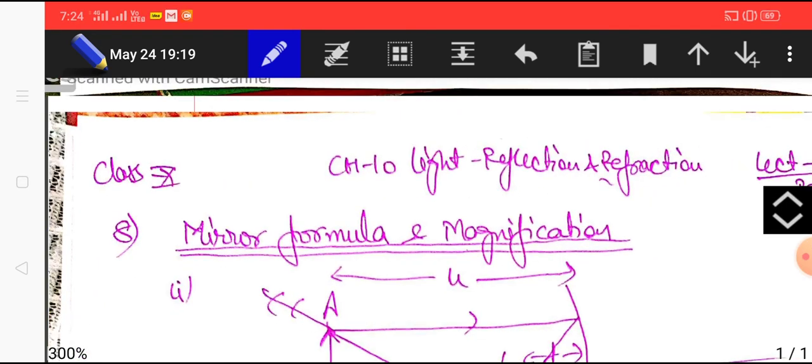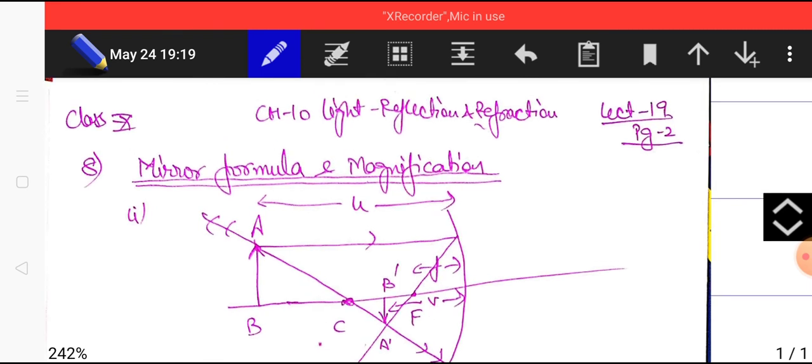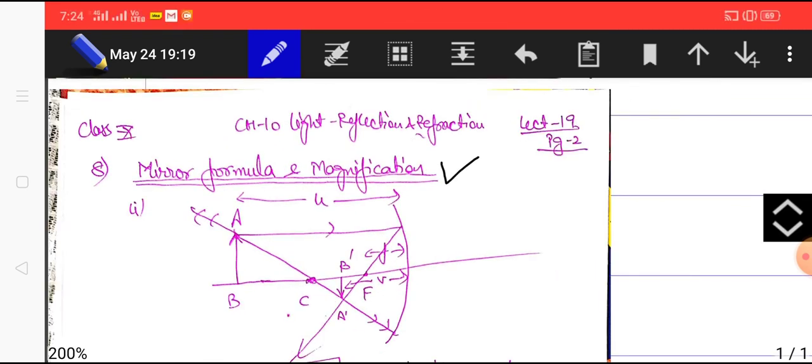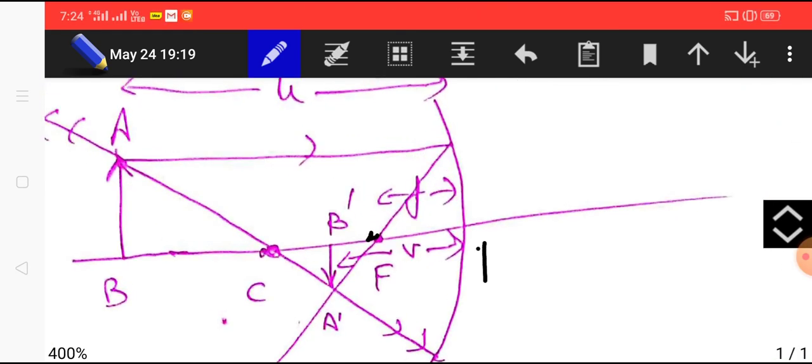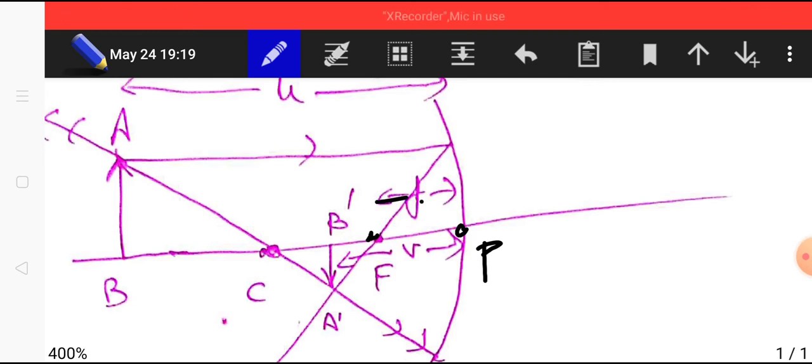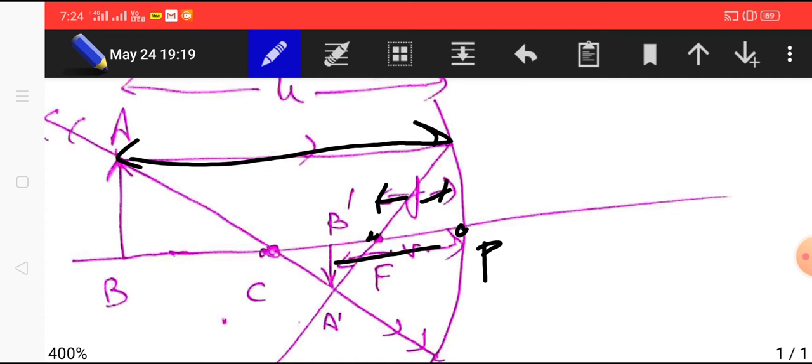The next is mirror formula and magnification. Dear students, mirror formula gives us the relation between focal length, which is the distance between focus and the pole, u, position of object, and v, position of image.